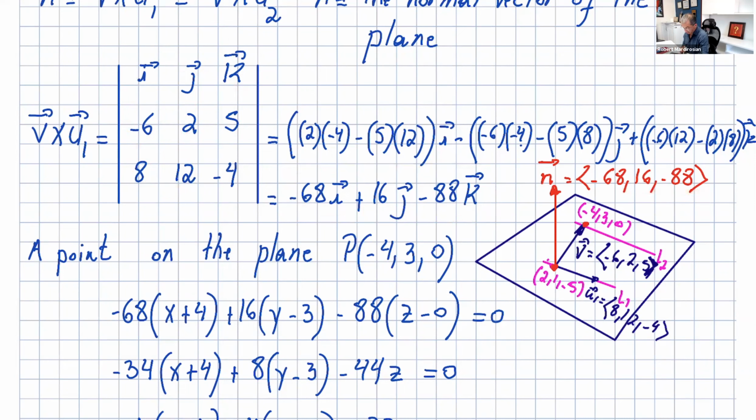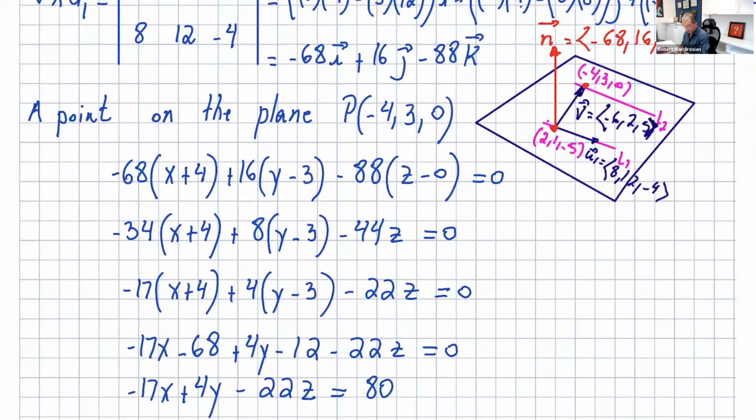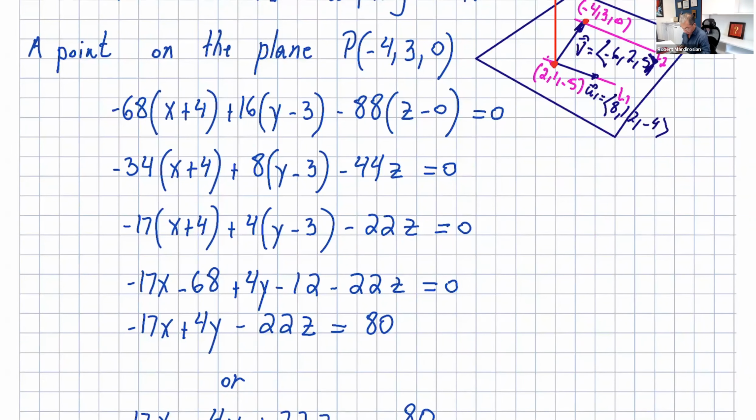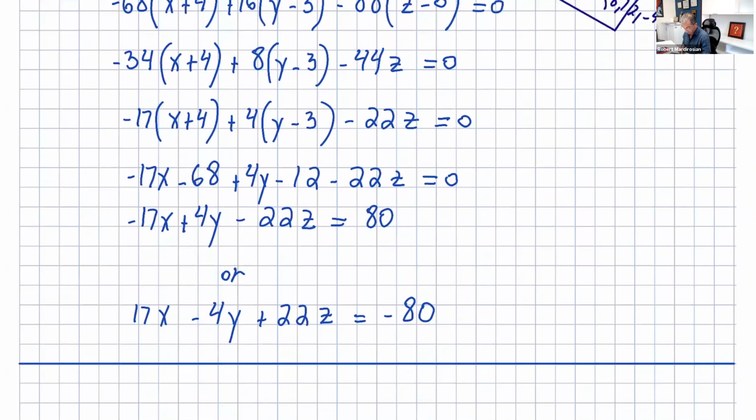To find the equation of a plane, you need a point and the components of the normal vector n. You can pick any of these points you want, and I picked this one, which is easier. So you write the first one, 8 times x plus 4, and that's b, and that's c, 16 times y minus 3, minus 88 times z minus 0. All that's left is a little algebra to simplify. If you do that, you get -17x plus 4y minus 22z equals 80. Or you can change all the signs: 17x minus 4y plus 22z equals -80.